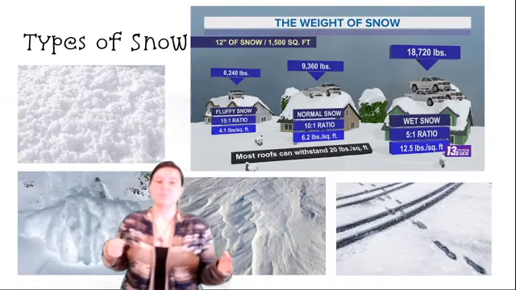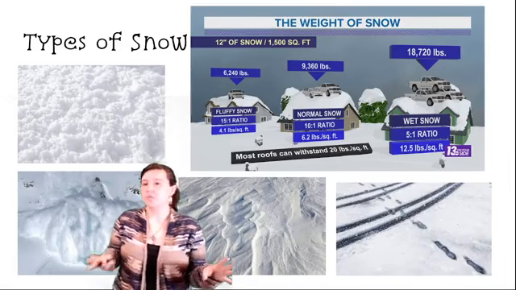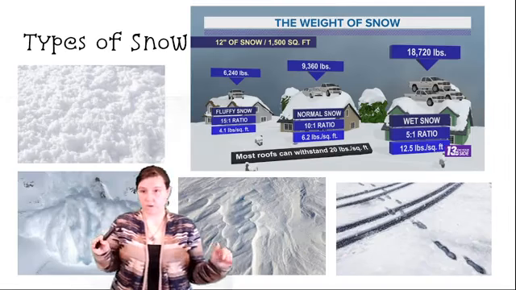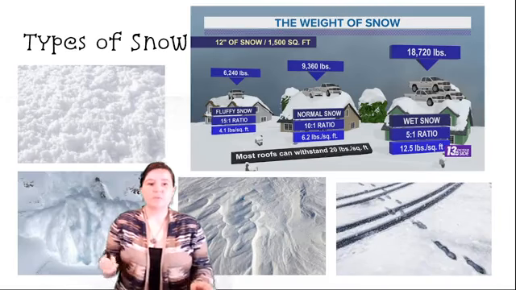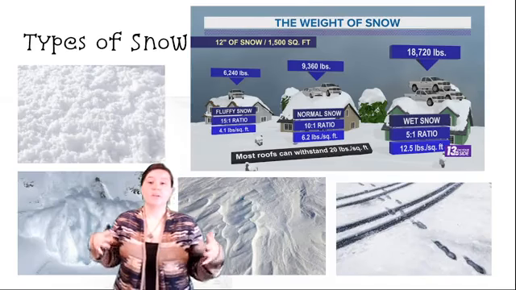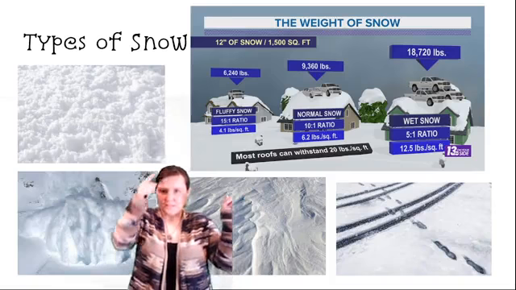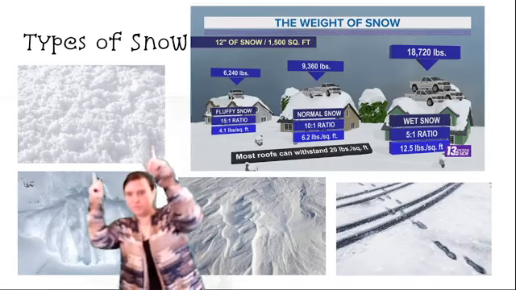This happens when the temperatures are really low. I'm talking like 18 to 28 degrees Fahrenheit, which is very cold. Powder is going to be really light and dry, and it's easily cleared away. A lot of people love powder snow, and that's this one right there.